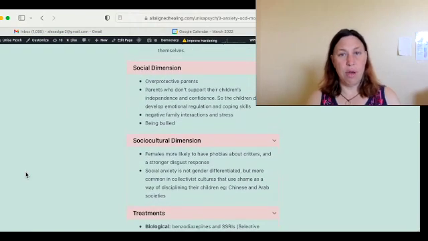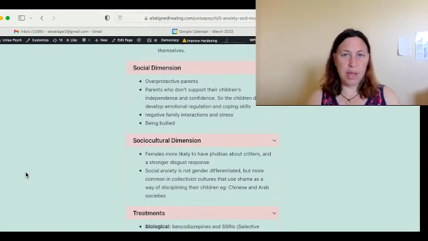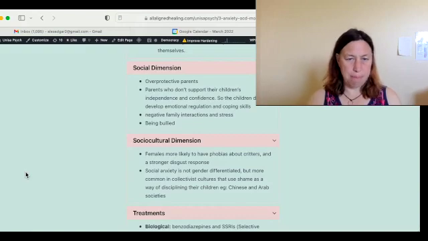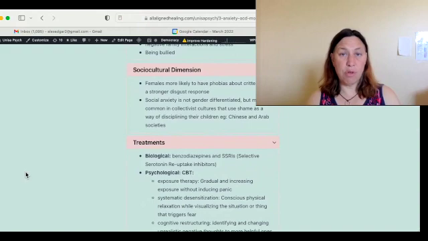Sociocultural. Women are more likely to have phobias about small creatures like scorpions and a stronger disgust response. Social anxiety is not gender differentiated, but more common in collectivist cultures that use shame, such as Chinese or Arab cultures. Treatments: benzodiazepines and selective serotonin reuptake inhibitors.